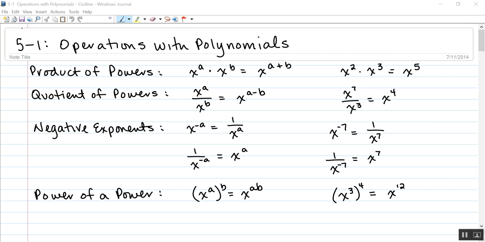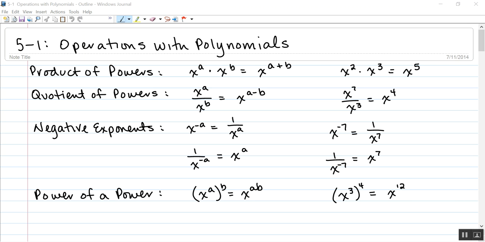Section 5.1 is on operations with polynomials. A lot of these rules that we're going to go over you'll probably remember from Algebra 1. The first is the product of powers. If I have x to the a power times x to the b power, I add the exponents. An example of this is x squared times x to the third equals x to the fifth.